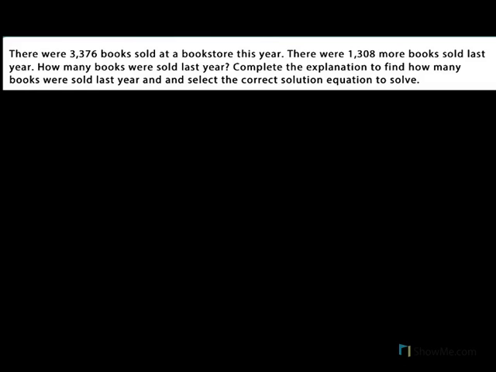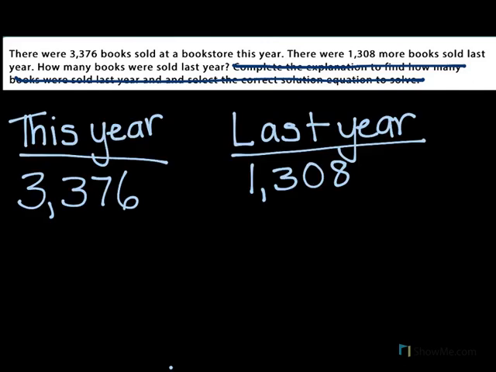There were 3,376 books sold at a bookstore this year. There were 1,308 more books sold last year. How many books were sold last year? Complete the explanation to find out how many books were sold last year. You're not going to do this part. But you are going to find out how many books were sold last year. I want you to work on this problem on your own, and then we're going to check.